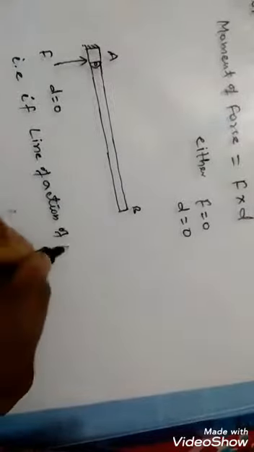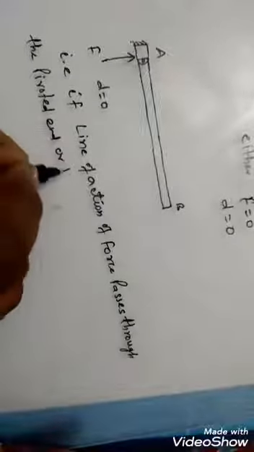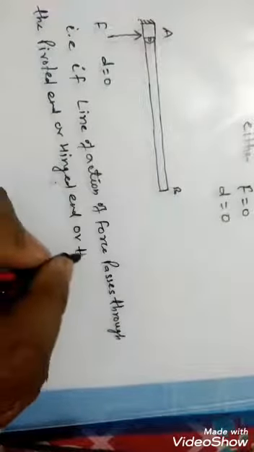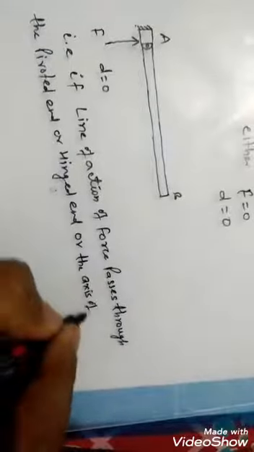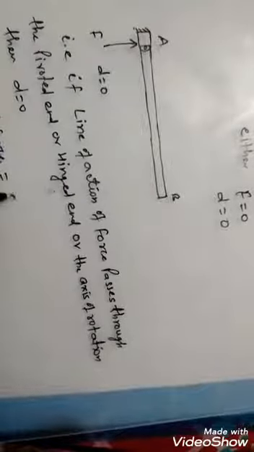That is, if the line of action of force passes through the pivoted end or hinged end or the axis of rotation, then d will be equal to 0 and the moment of force will also be equal to 0.